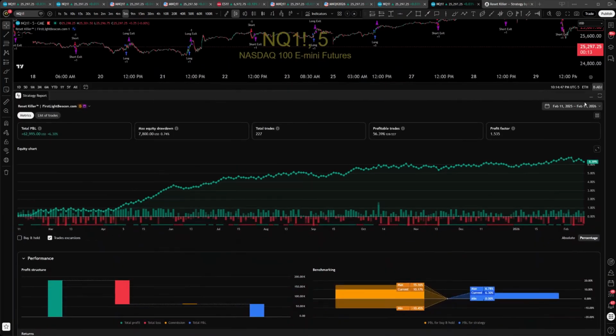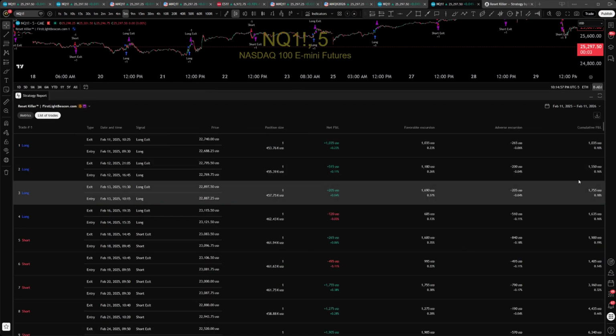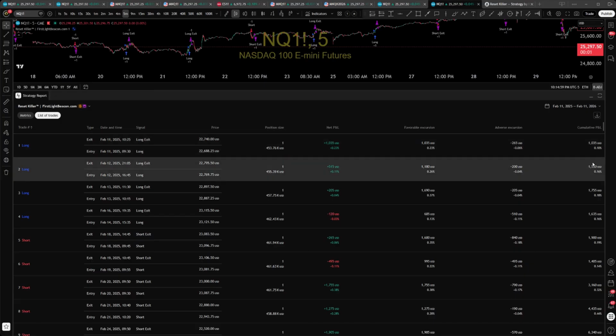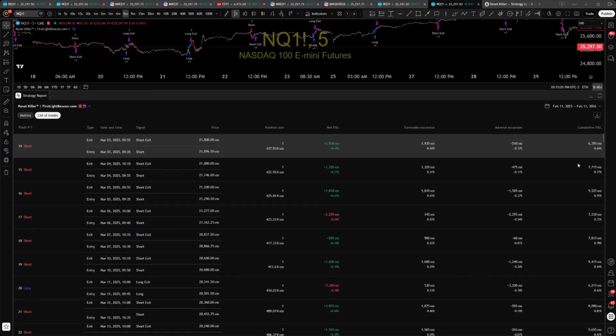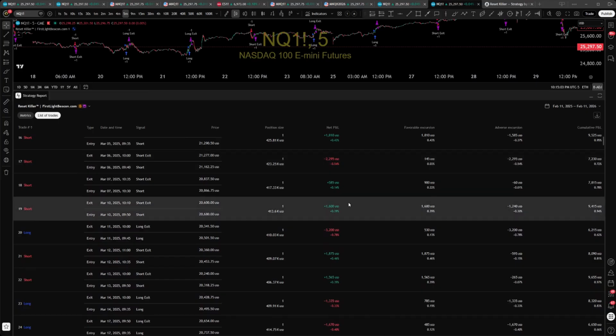This is 1 year of data, making 62,000, almost 63, with 7,800 in max equity, 56% win rate, and a 1.5 profit factor. As you can see on your cumulative P&L over here, it never goes into the red. It does have red days.